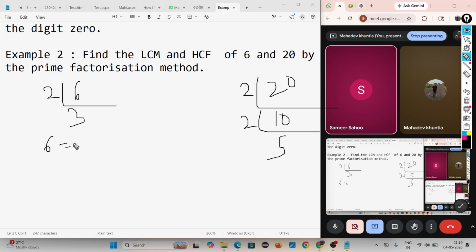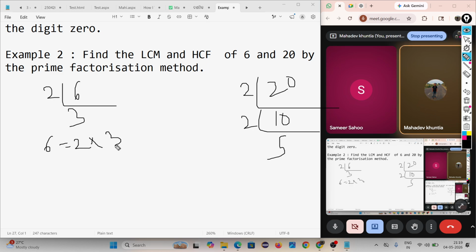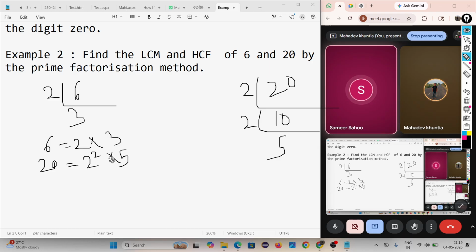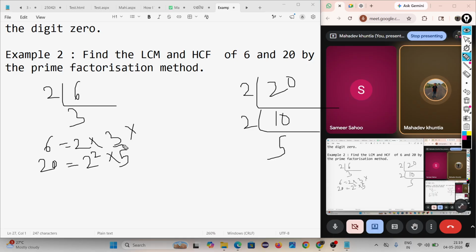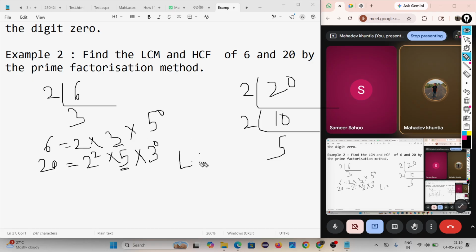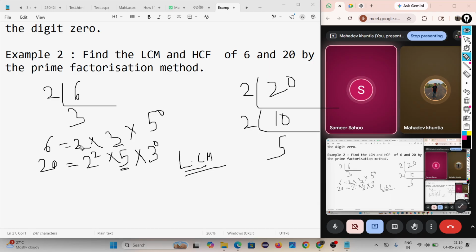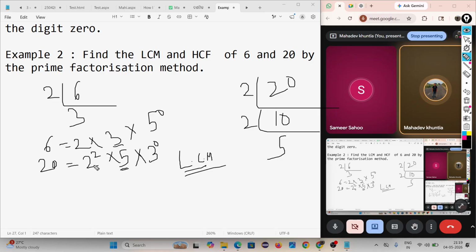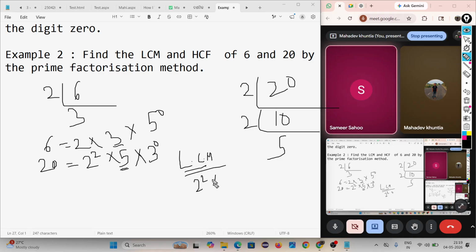So I can write 6 as 2 into 3, and 20 as 2 squared into 5. Look here: in both, 2 is there. Here 3 is there, here 3 is missing, so 3 to the power 0 here, and 5 to the power 0 here. For LCM, take the highest exponent. For 2, 2 squared, which is the highest exponent. For 3, 3 only. And for 5, only 5.